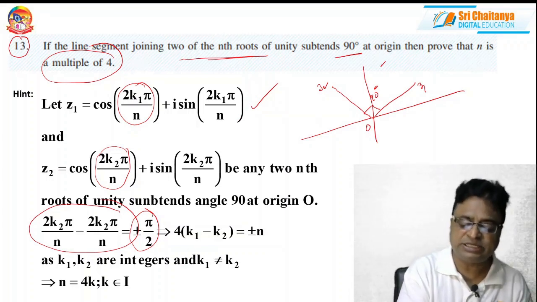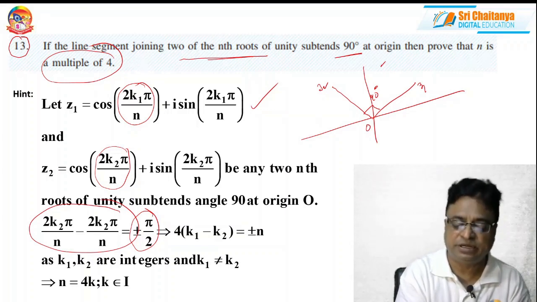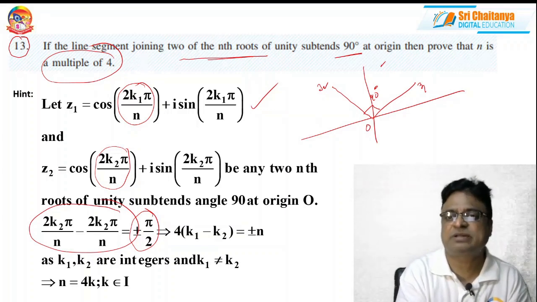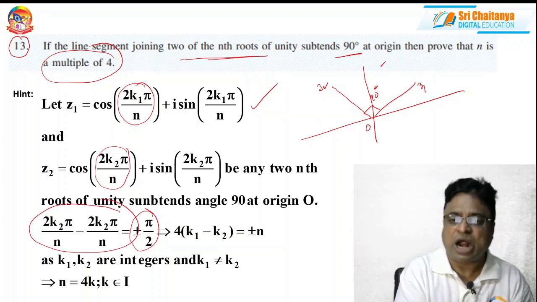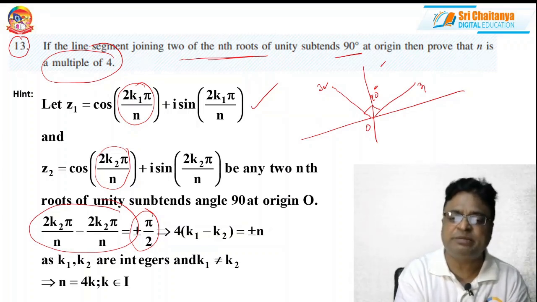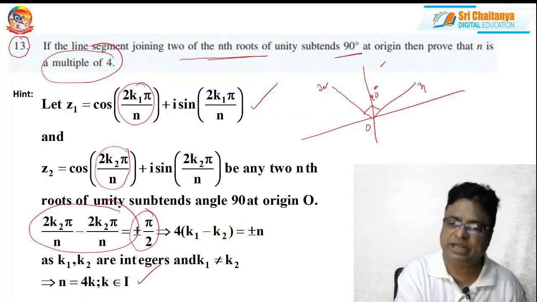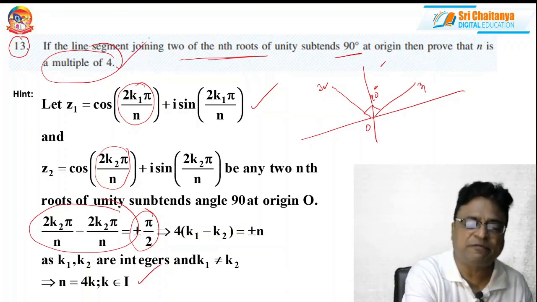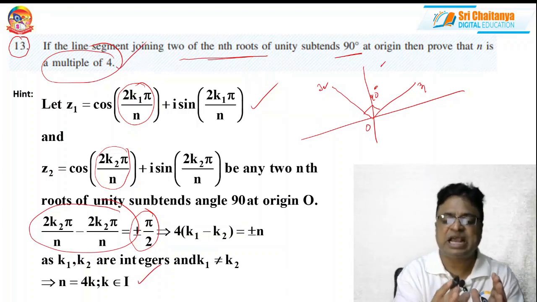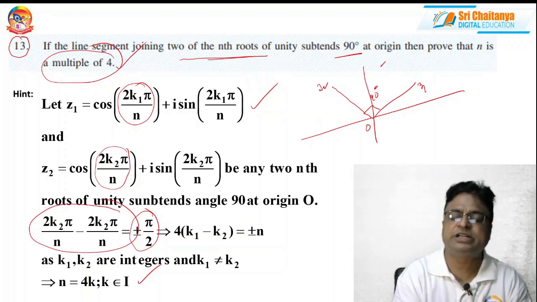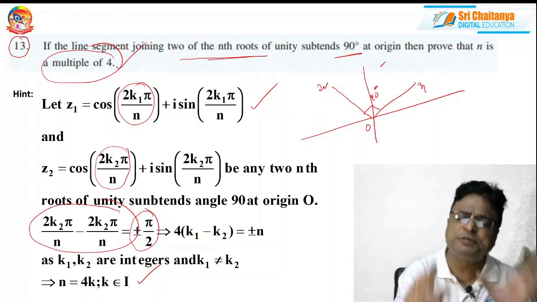That means the LHS is an integer. 4 into some integer is an integer. And the RHS, plus or minus n, is also an integer. That too, n is equal to 4 into some integer, which means it is a multiple of 4 only. So n should be in the form of 4k. That means n is a multiple of 4. Because if anything is written as 4 into some integer, then that should be a multiple of 4. This is the beautiful proof.